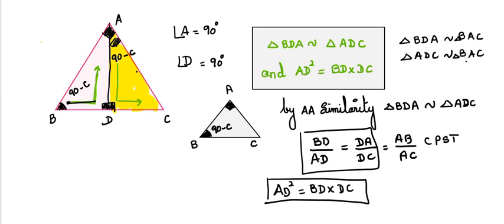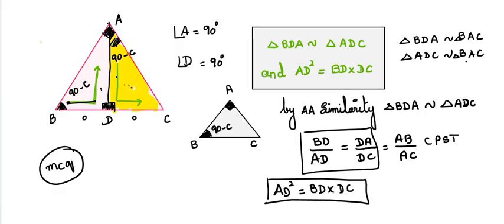Sometimes, everyone, this concept is asked in MCQ also. They will give a small triangle. They will give you BD and DC and ask you to find AD. So you should know that if there is a right angled triangle and a perpendicular is drawn from the vertex of the 90 degree, then these two triangles are similar to each other and to the bigger triangle.